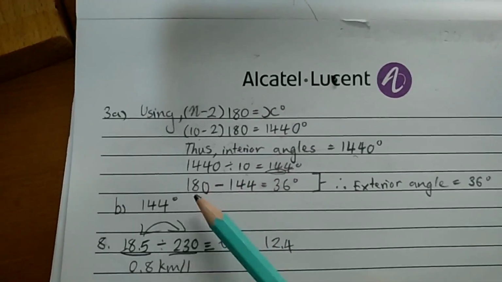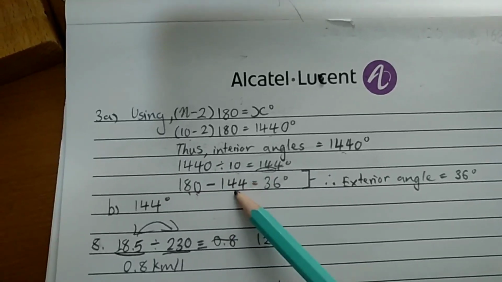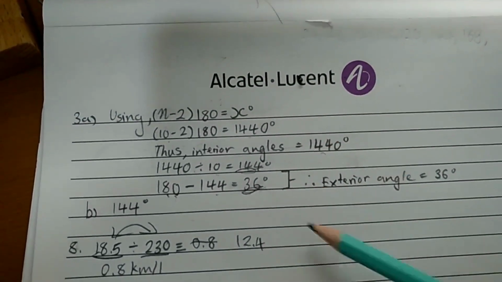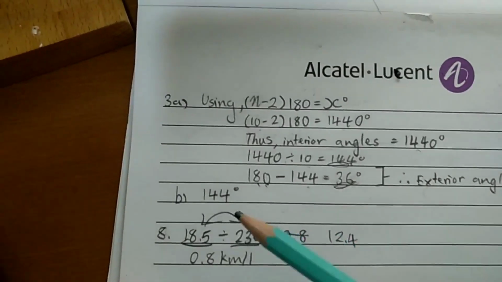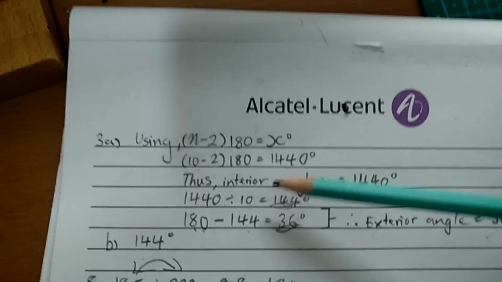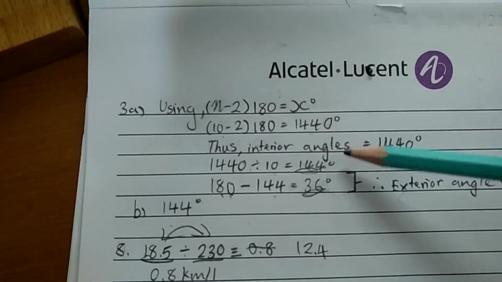After that, using the knowledge that 180 is a straight line, we take this and minus this. Therefore, your answer will be 36. Now, moving on to question 3b. Using the working from the above, we already have found this answer, which is 144.